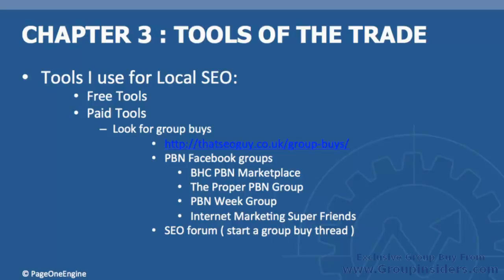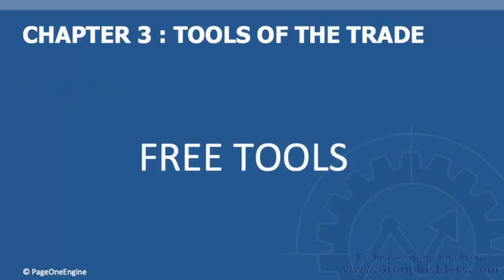For the PBN Facebook groups, here's a select few of the top 4 that I am a member of, and inside there, they're always hustling for group buys and all that. So take a look at each one and just join them. And for the SEO forums, just go look out on Warrior Forum or Blackout World and make some connections with other SEOs and ask if they want to group buy. It's pretty simple and straightforward. So first, here are some of the free tools that I use.